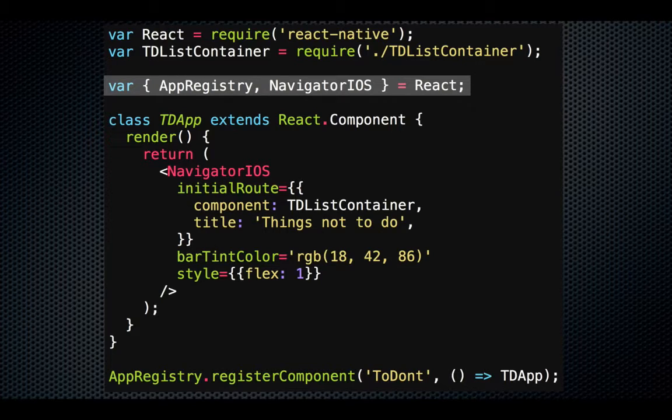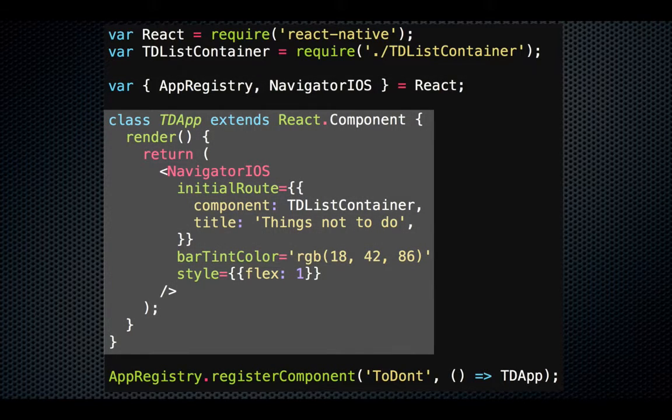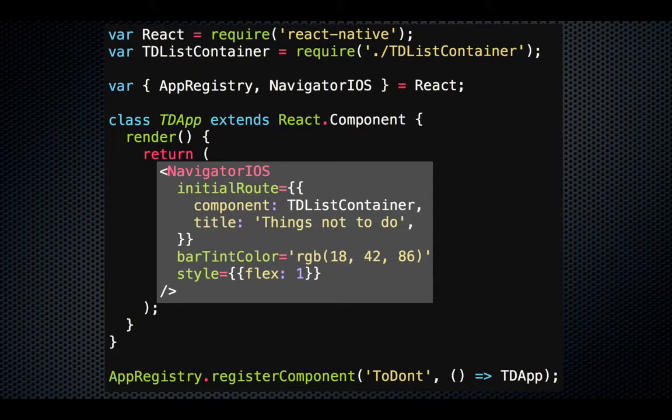I'm going to grab a few classes out of the React module, and I'm going to declare a class for my app. It is just a React component. It's got a render method. That render method is going to return some markup. Now, instead of HTML, it's just going to return some XML that uses some of these React Native components. In this case, I'm going to use the NavigatorIOS component. This gives us back and forth navigation to slide between different screens.